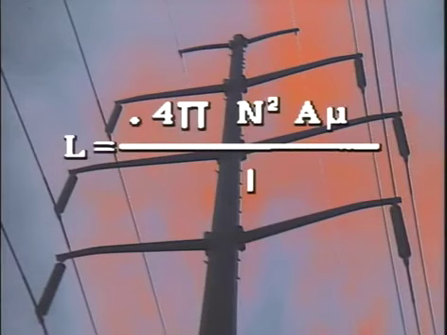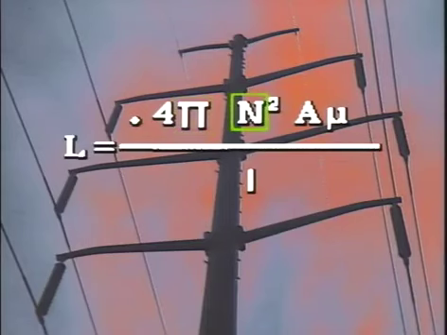L equals 0.4 times pi times n squared times A times mu divided by lowercase l. In this equation, L represents inductance in henries. 0.4 is a constant. Pi is also a constant. It has a value of about 3.14.